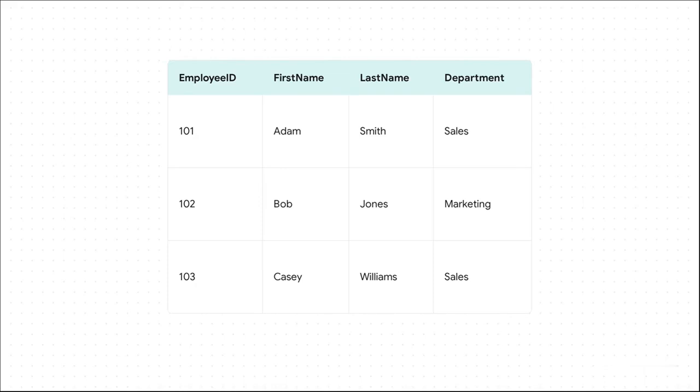See, a table is basically just a grid. The columns, those are your categories, like employee ID, first name, department. And then each row, that's a unique record. It's one complete entry for a single person. It's a beautifully organized system.